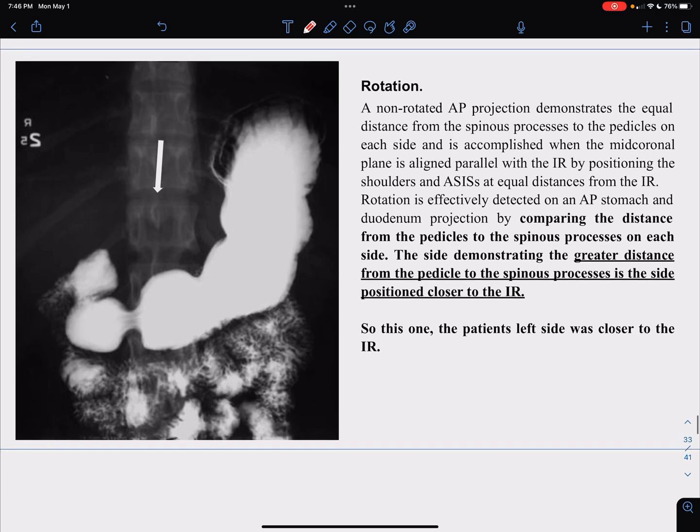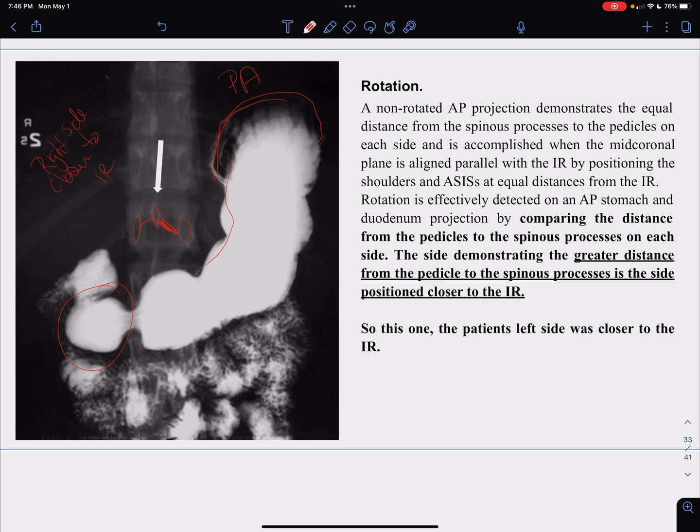Okay, so for rotation on an AP, or even when we're looking at a spot image, we are looking at spinous processes. You can see pedicle here, obviously. Air is up here, right? Barium is down here, so this means that the patient was PA instead of AP. So you do see a little bit of rotation there. The wider areas here, and if it's PA, that means the side they were rotated over to, their right side, was closer to the IR. Right side closer to IR.